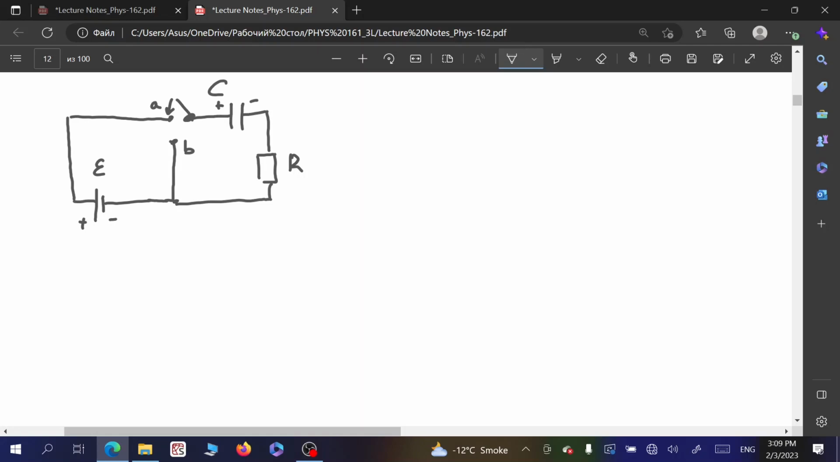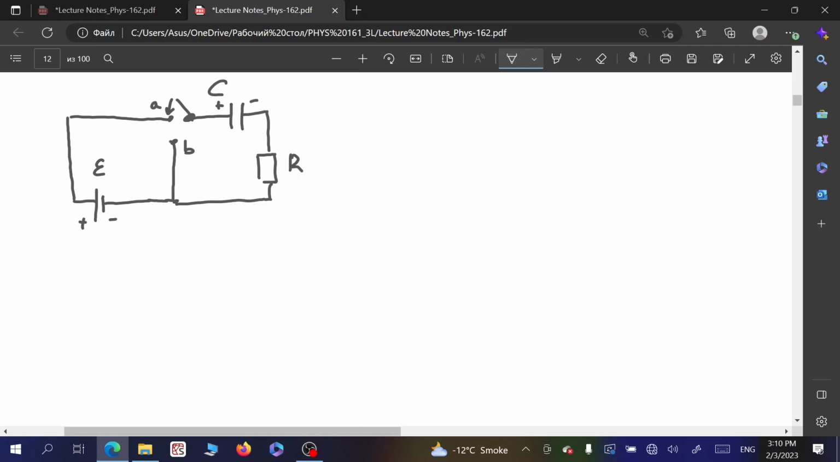Who will tell me what function defines the time dependence of current in this electric circuit? Exponential function. That is a very strong function which tells us that electric current will rapidly go from its maximum value. And what is the maximum value? What will be the maximum value of electric current at t equals 0 for this electric circuit? Electromotive force divided by resistance.